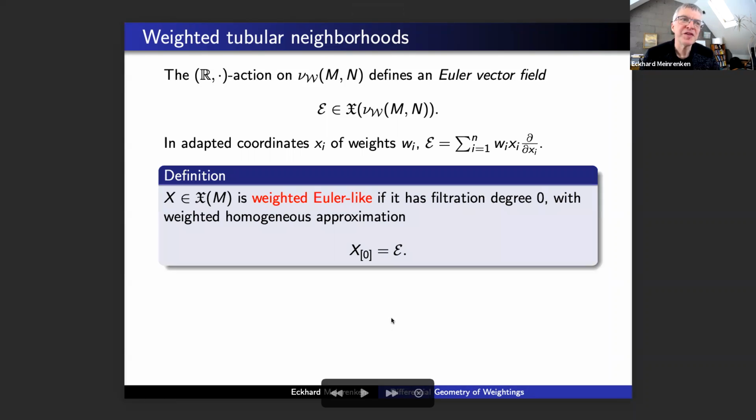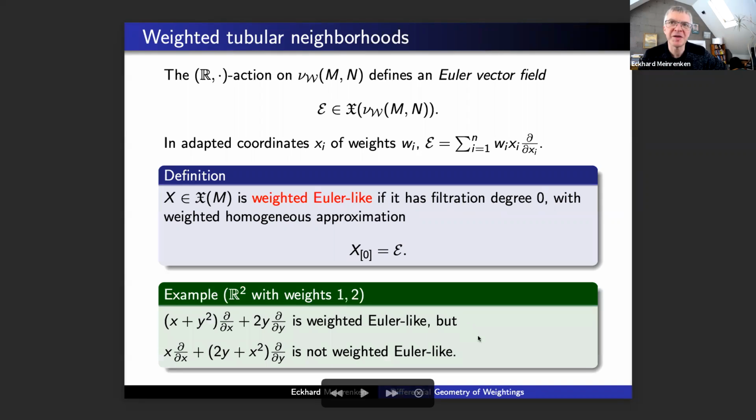We call a vector field Euler-like in the weighted sense if it has filtration degree 0 and its weighted homogeneous approximation, that's a vector field on the weighted normal bundle, is this Euler vector field. So in coordinates, you would say it's the weighted Euler vector field up to higher order terms, where higher order is taken in this weighted sense.